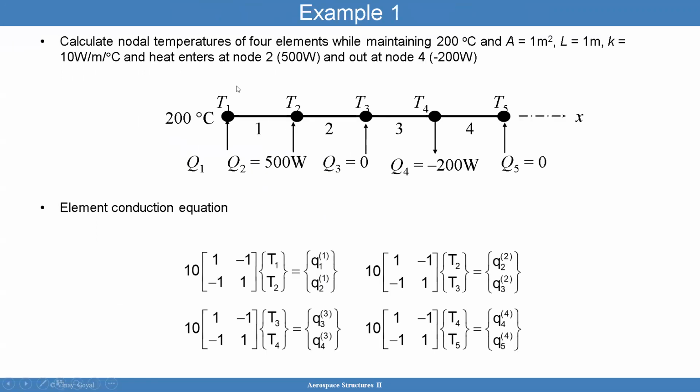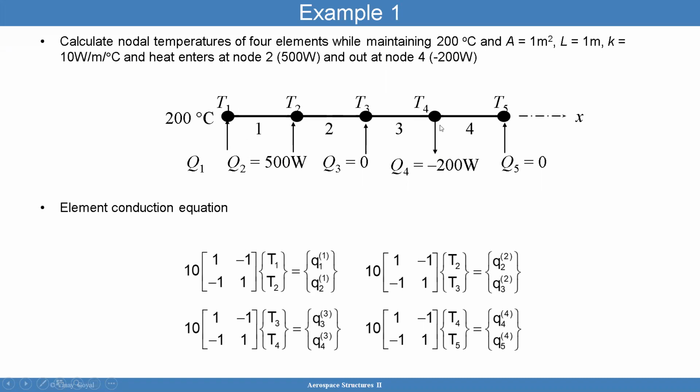Here's a quick example. Calculate the nodal temperatures of 4 elements while maintaining 200 degrees C. So you maintain this at 200 degrees C over here. The cross-sectional area, so assume this is like a tube, is 1 meter squared, the length is 1 meter, and the conductivity of the material is given here. The heat enters at node 2, so we're going to enter some heat here at 500. The heat goes out at node 4 at 200, and so the question is, what is the temperature across the tube?